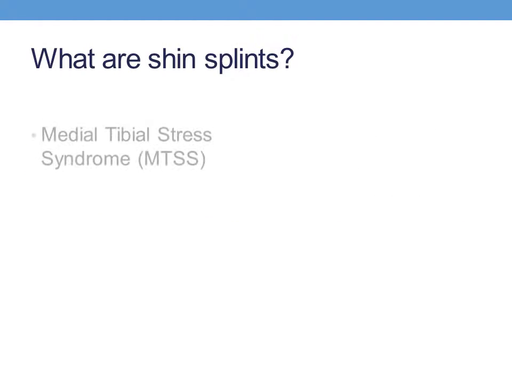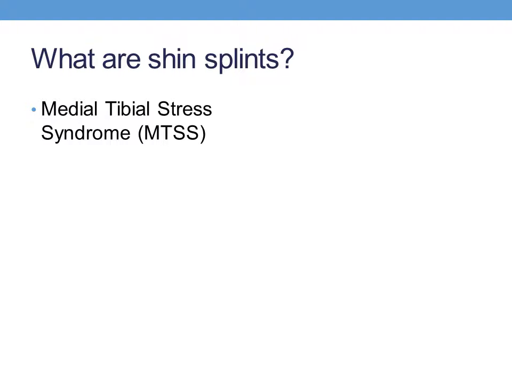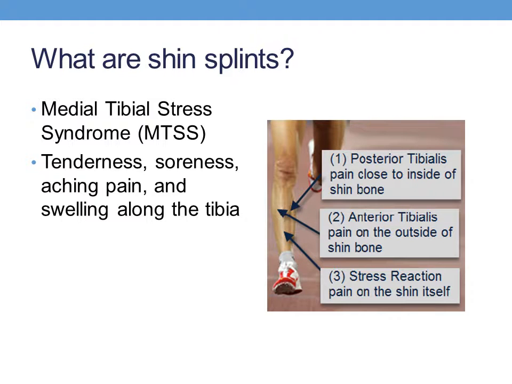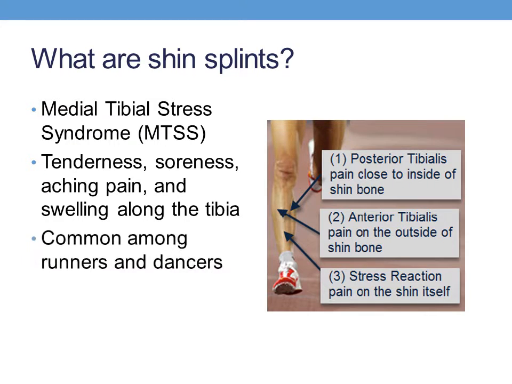So what are shin splints? Shin splints are also referred to as medial tibial stress syndrome, or MTSS. They are characterized by tenderness, soreness, aching pain, and swelling along the tibia. They are most common along the posterior tibialis, or the inside of the shin bone, but they also exist along the anterior tibialis, or the outside of the shin bone. Shin splints are most common among runners and dancers, but they also occur in sports which entail a lot of hard impact and jumping, such as volleyball and basketball.